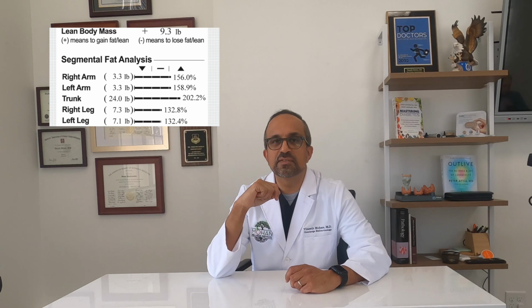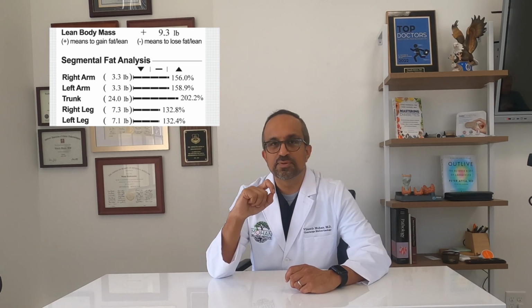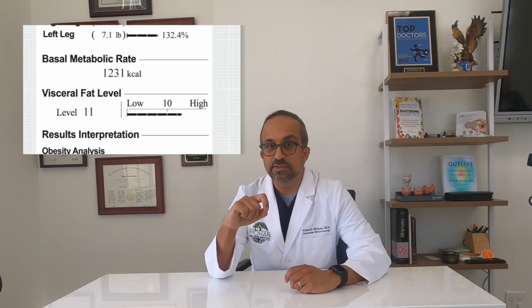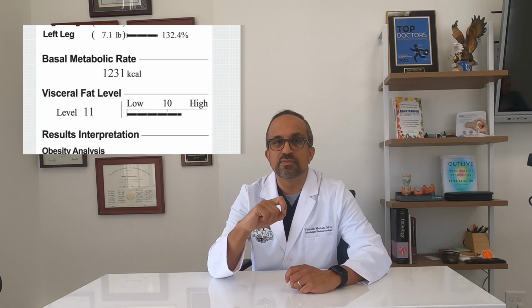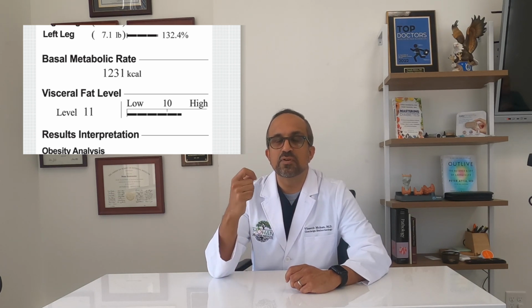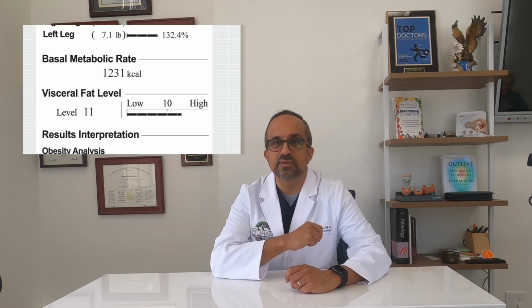Below this is the segmental fat analysis. This shows you how much body fat in pounds is in each segment of the body. The percentages compare you to an ideal average person of your height and sex. Visceral body fat is particularly important given its relationship to various conditions like type 2 diabetes, fatty liver, and cardiovascular disease. It's recommended to stay below a visceral fat level of 10, which equates to 100 centimeters squared of visceral fat area.